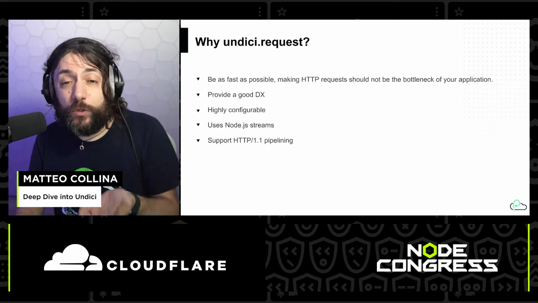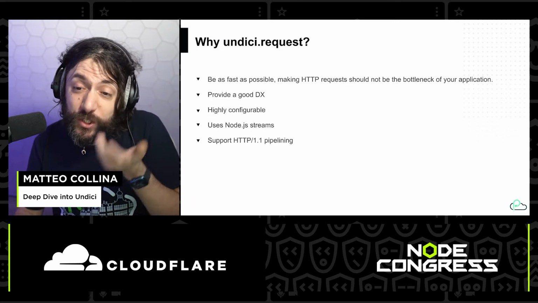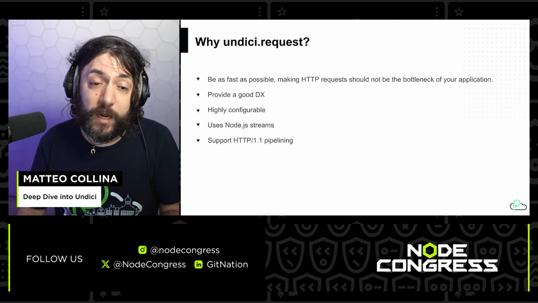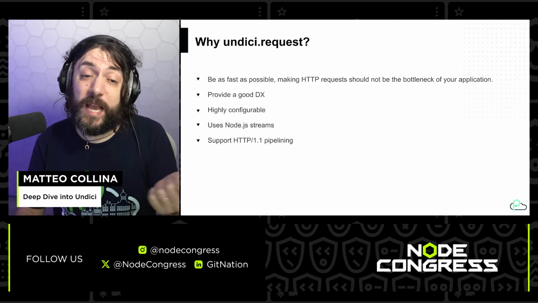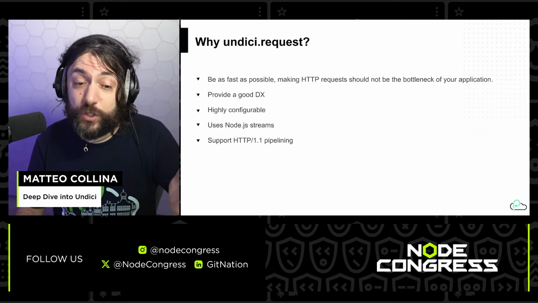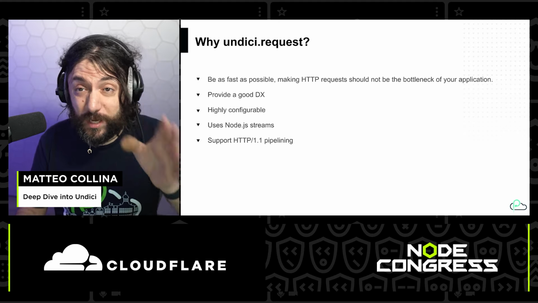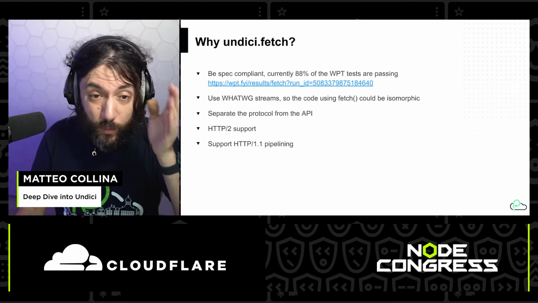So we created Undici.request to be as fast as possible. And because making HTTP requests should not be the bottleneck of your app, it also provides a good enough DX, a very good DX from my point of view. It's highly configurable. It uses Node.js Stream, supports HTTP 1.1 pipelining. It is great. Just use this. This is probably the library, the code that you want to be using.